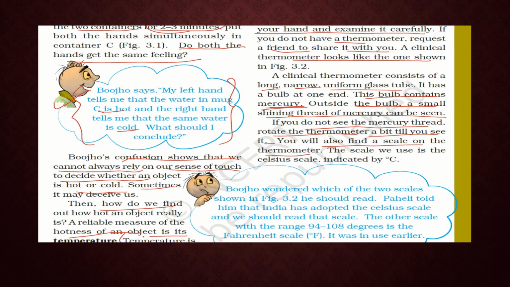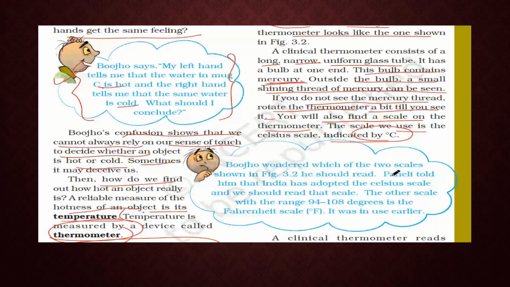So there is a scale. The scale we can use will be indicated by Celsius. There is also a Fahrenheit scale. We can use any one of the two scales. So now let us see this. India has adopted the Celsius scale, and we should read that scale.